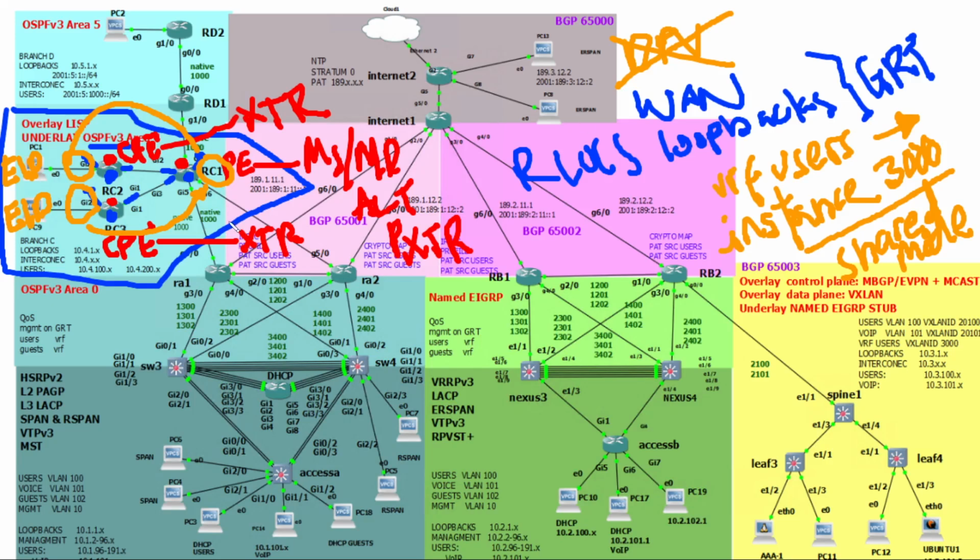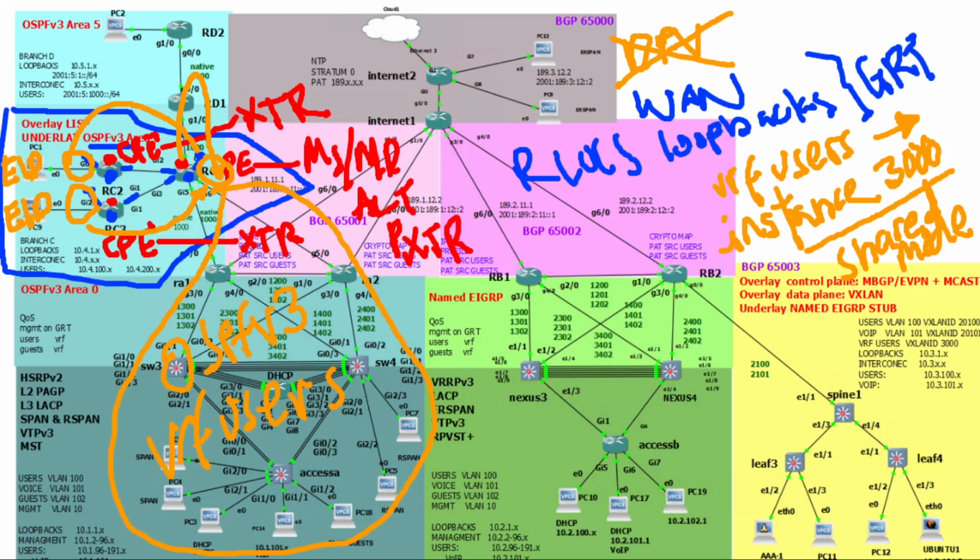And finally, given we are using OSPF version 3 to provide support for the VRF users within all the other part of the network, we are going to have to do route redistribution. We are going to need to redistribute LISP EIDs that belong to the instance 3000 into the OSPF version 3 VRF.